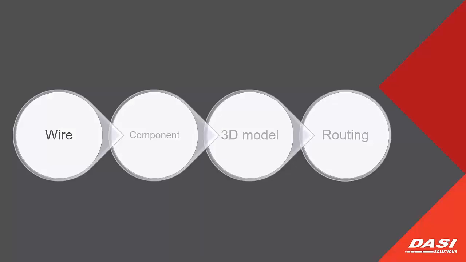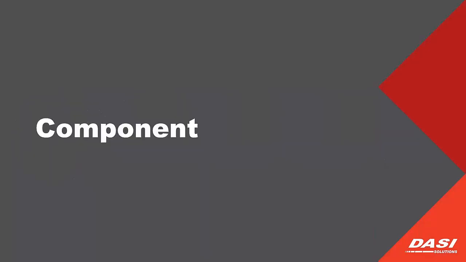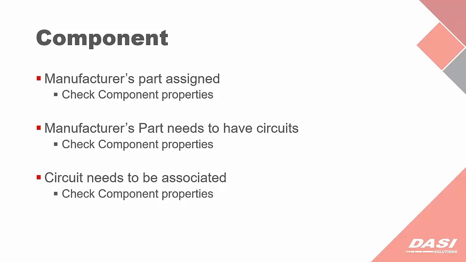But secondly, what we have to look at is the fact that if we're not looking at the wire and that checks out, we need to secondly look at the component itself. Now, with the component, what I am referring to is that the component, not just the symbol, but the component needs to have a manufacturer's part assigned to it. The manufacturer's part needs to make sure that it has circuits and that the circuits are associated.